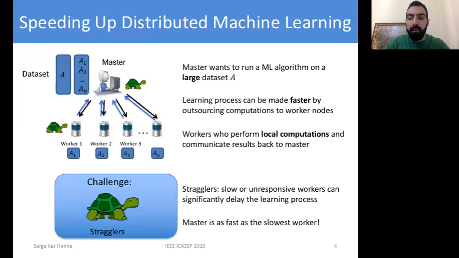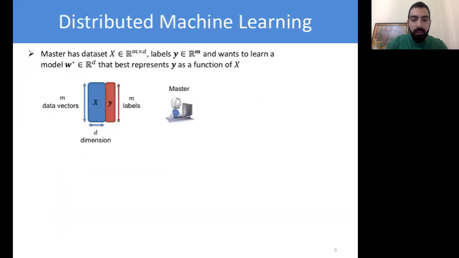For that reason, in this work, we are interested in developing techniques that speed up distributed machine learning in the presence of stragglers. The setup that we will be considering is the following. The master has a dataset X of size M and dimension D and a set of corresponding labels Y. The master wants to learn a model W that best represents labels Y as a function of the dataset X.